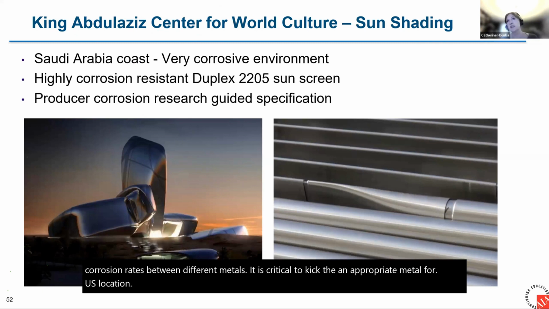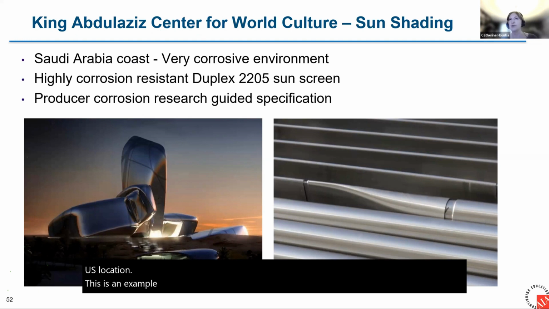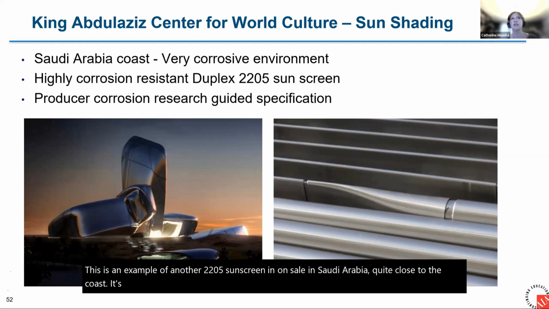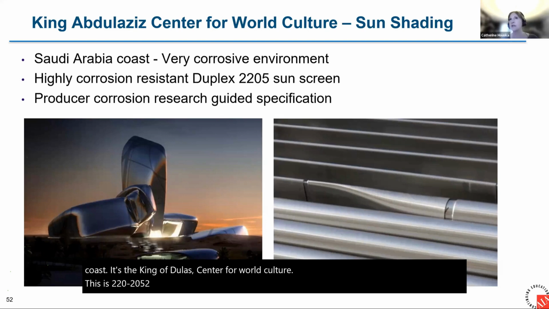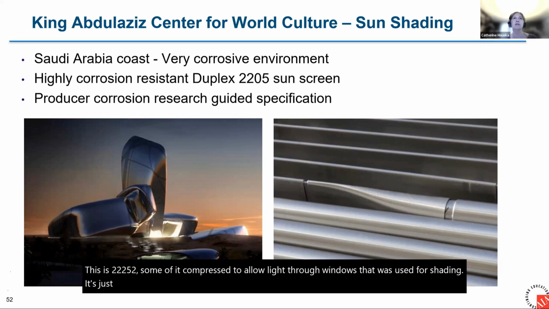This is an example of another 2205 sunscreen in Saudi Arabia, quite close to the coast. It's the King Abdulaziz Center for World Culture. This is 2205 tube, some of it compressed to allow light through windows that was used for shading. This is not going to be cleaned.